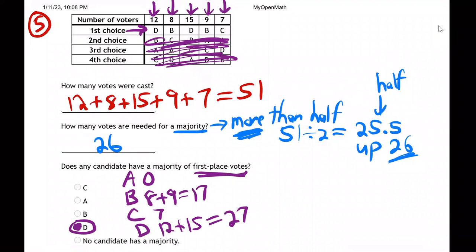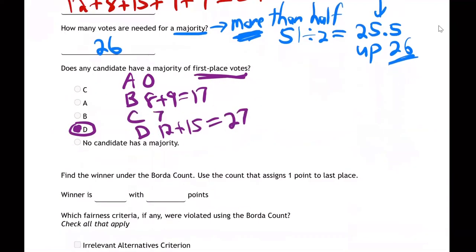Once you get that, you don't have to add these other numbers. Yeah, that's right. I really could have just started with D, and said, hey, he's got it. If he's got more than half, nobody else can have more than half. Good point. Exactly. So D has got more than half. Doesn't it feel like D should win this election?